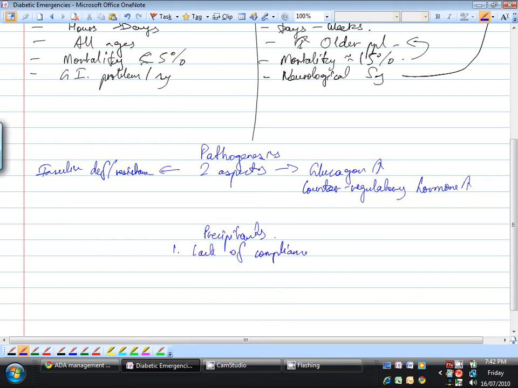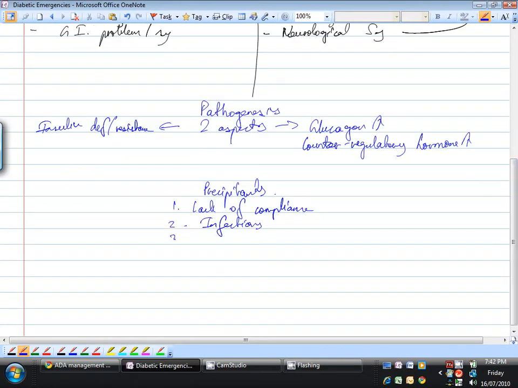Rarer causes include MI, so heart attack, trauma, stroke, ethanol or drug abuse, and of course pancreatitis.